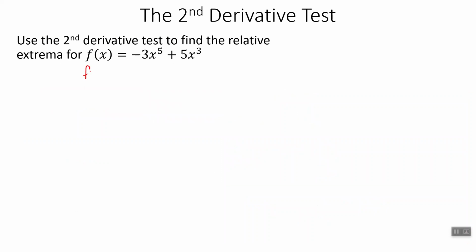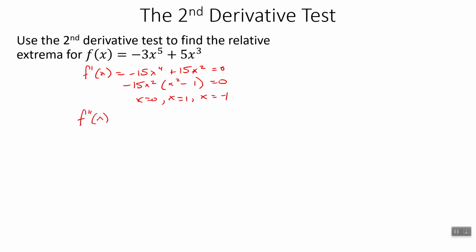All right, so use the second derivative test to tell the relative extrema for this guy. First off, we need to take the first derivative. Bring down the 5, we get -15x to the 4th. Bring down the 3, we get 15x squared. So first thing we need to know is where the zeros are on the first derivative. If we factor out a -15x squared, we're left with x squared minus 1 equal to 0. So we get 0, 1, and -1 as our zeros from our first derivative. Those are the points we're going to look at on the second derivative.